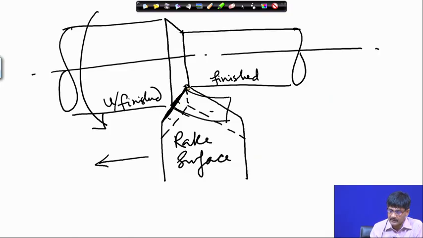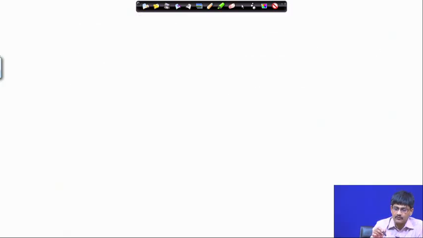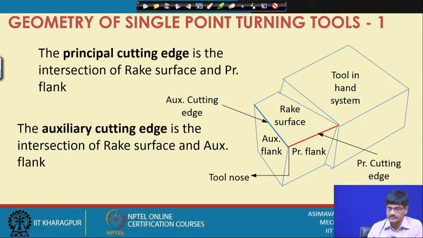Here also some cutting takes place. Here some cutting takes place, and this is the auxiliary cutting edge. Okay. So, now let us move on to our next discussion. So, we have identified rake surface, principal flank, auxiliary flank, cutting edges, two of them, etc., in the tool in hand system.